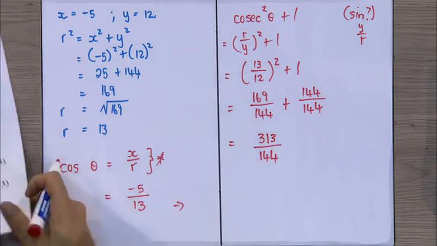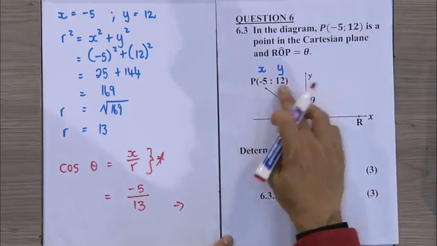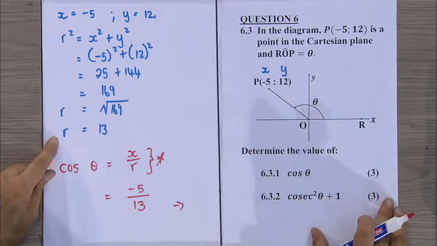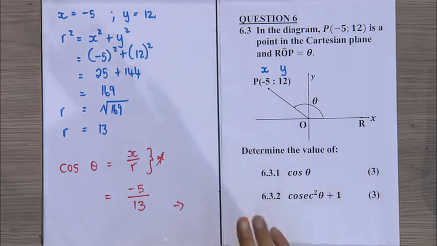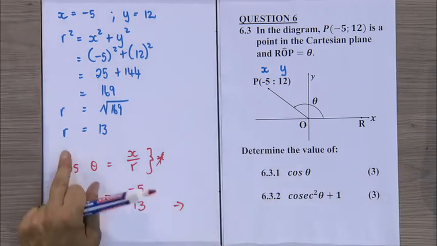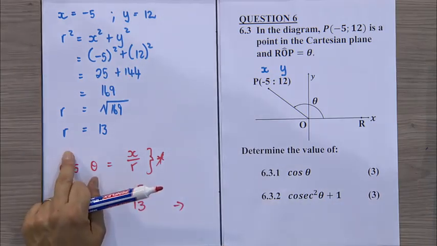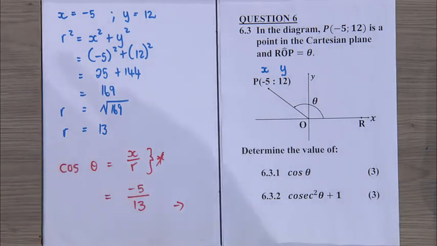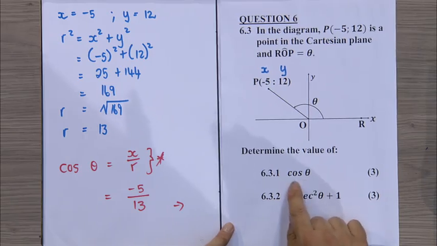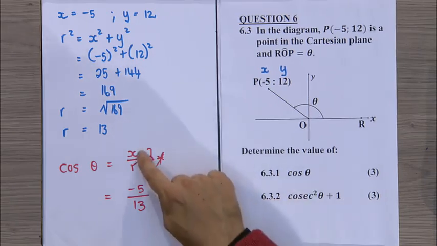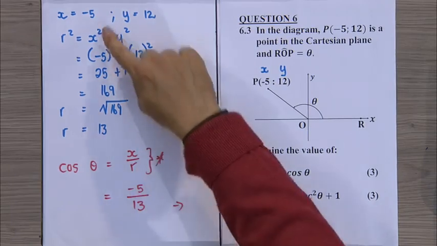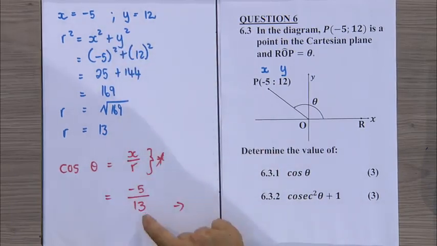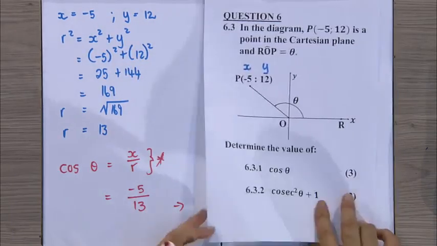So just again to reflect on this, they give you x, y. You need to calculate r using Pythagoras. And if we have x, y, and r, all that you need to know is to write down what's the meaning of cos. Cos is x over r. What is x? Minus 5. What is r? 13.